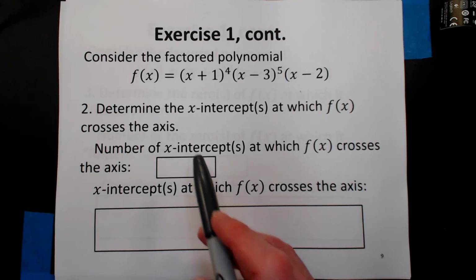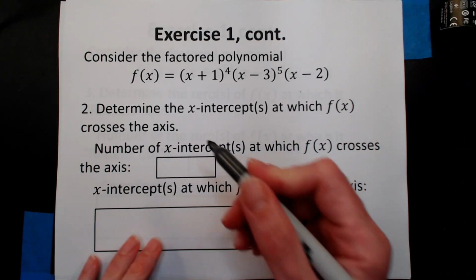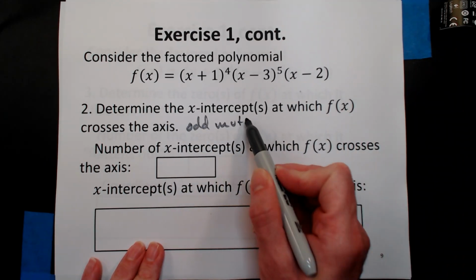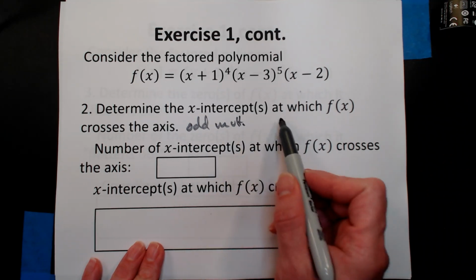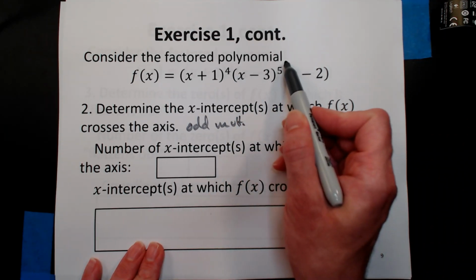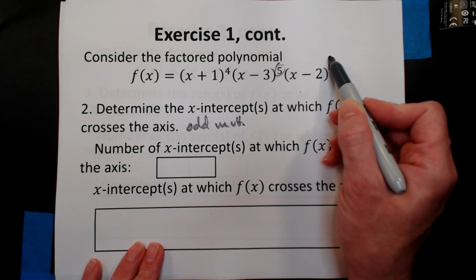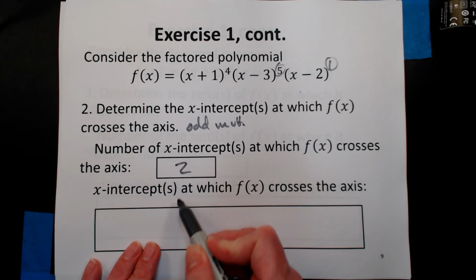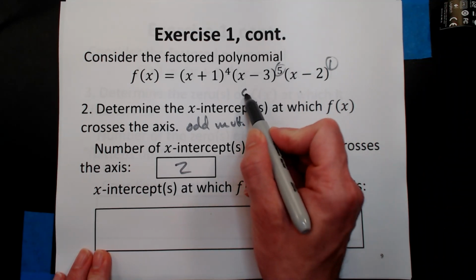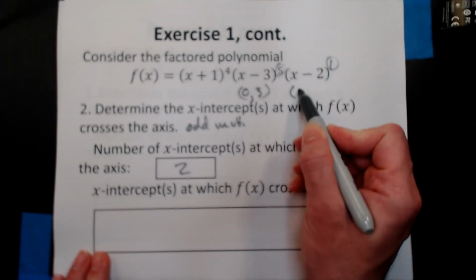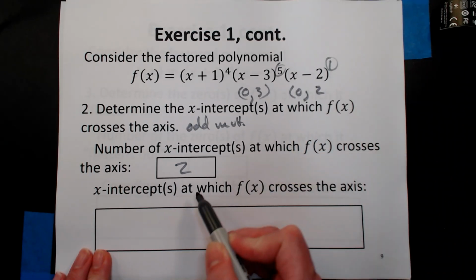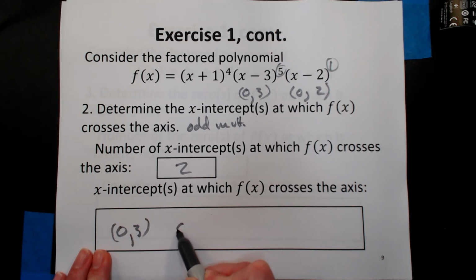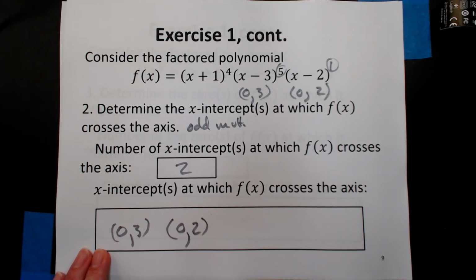So next it says determine the x-intercepts for which the graph crosses the axis. So this is going to be odd multiplicity. Odd multiplicity is going to happen where our powers are odd. So this power is odd and this one is odd. So it's going to happen 2 times. This corresponds to the x-intercept 3, 0. This corresponds to the x-intercept 2, 0. So 3, 0 and 2, 0. So that's where we cross.